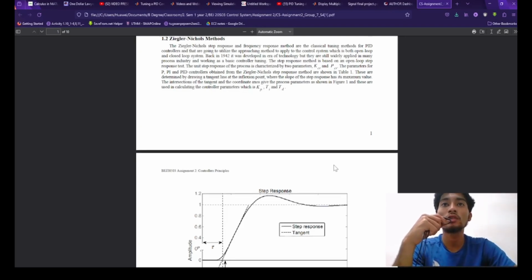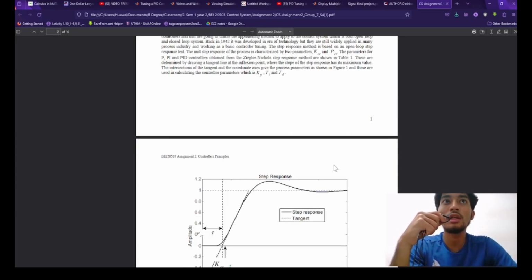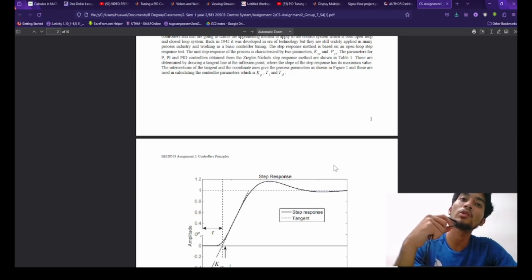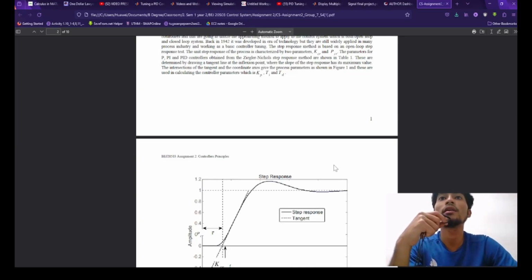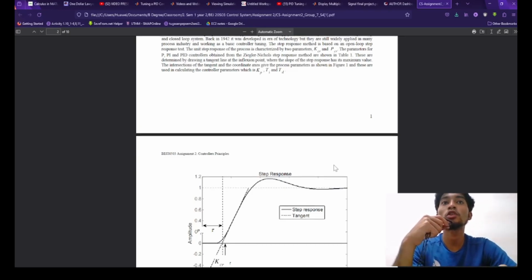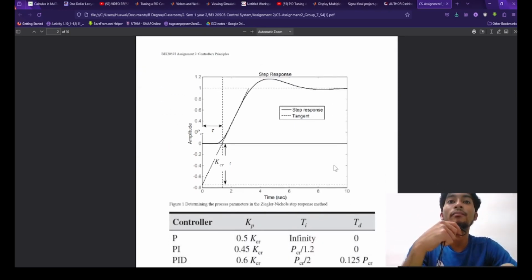So this is the table. These are determined by drawing a tangent line at the inflection point where the slope of the step response has the maximum value. As the table shows, the 1.2 value is at the top. Then we can find the rest time from the intersection of the tangent and the coordinate axis, given process parameters shown in figure 1. These are used to calculate the control parameters KP, TI, and TD.